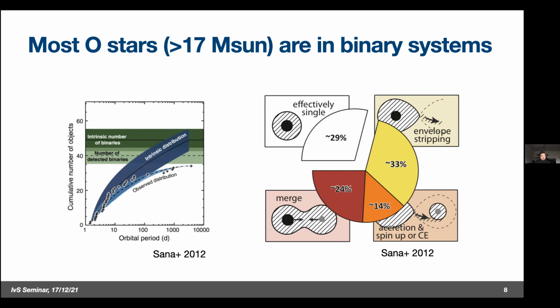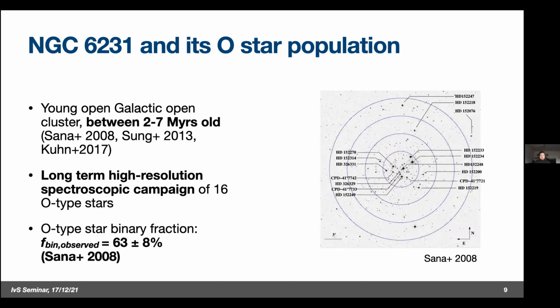So yeah, these results were from a study that combined several time series spectroscopic campaigns of O stars in open clusters in our galaxy. So these are results for galactic O stars. One of these clusters is called NGC 6231, and this is in the Scorpius OB2 association. It's a young galactic open cluster with an age of between 2 to 7 million years old.